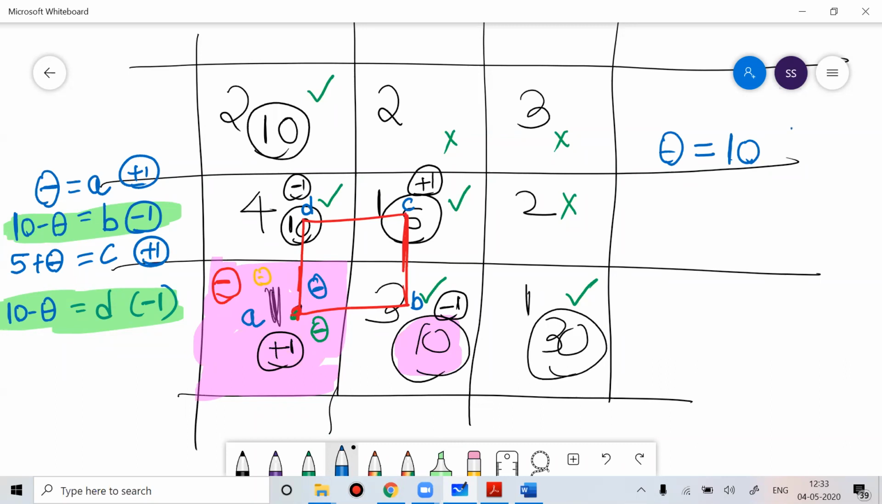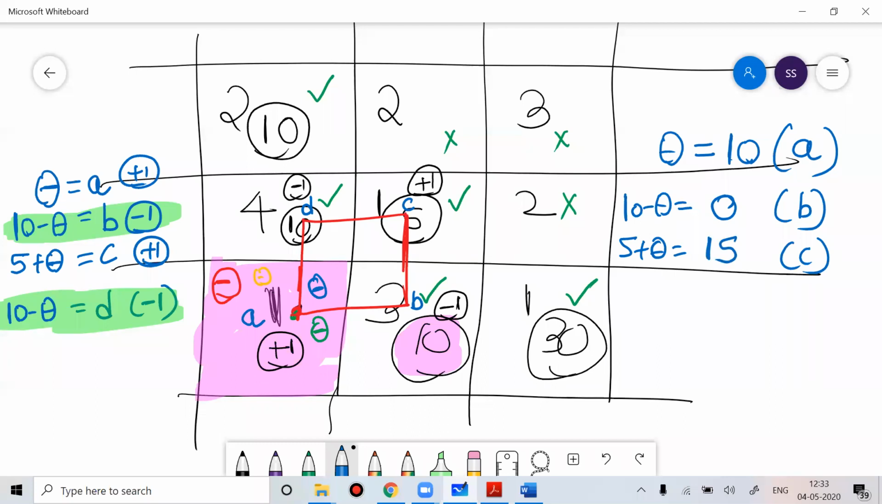If theta is equal to 10, what would the values be? B would be 10 minus theta, and theta is 10, so B would be equal to 0. C is 5 plus theta, so C would be equal to 15. And D is 10 minus theta, so D would again be 0.